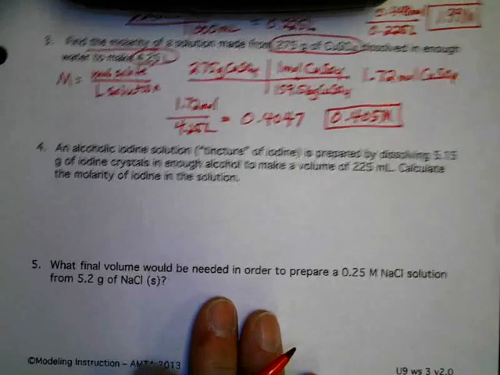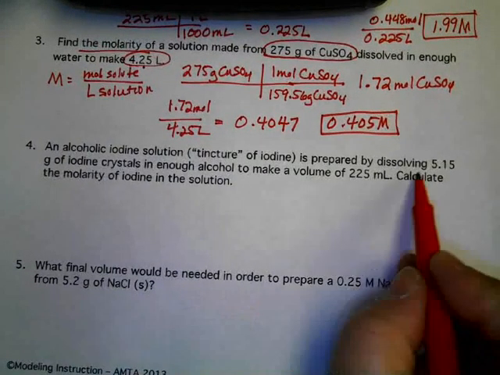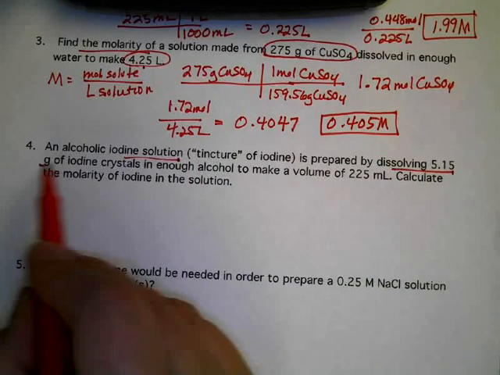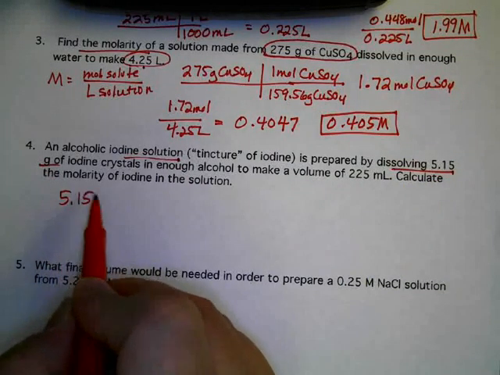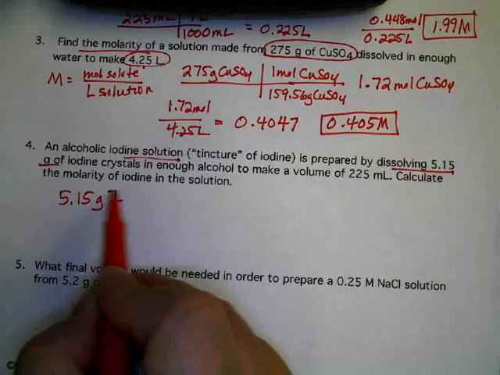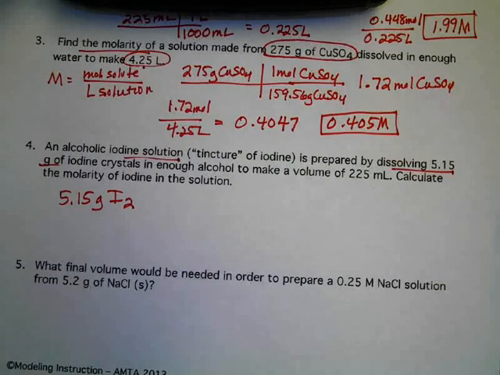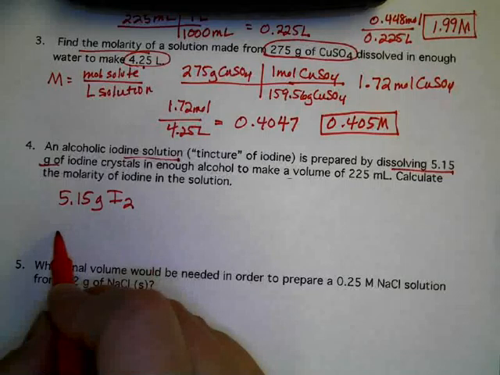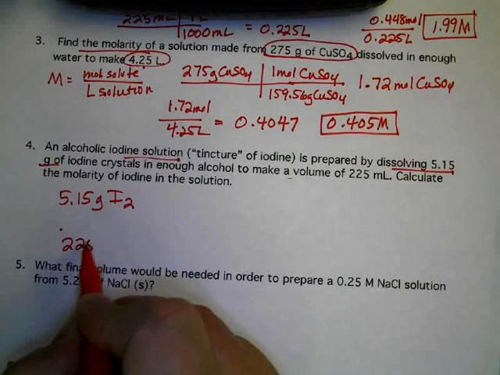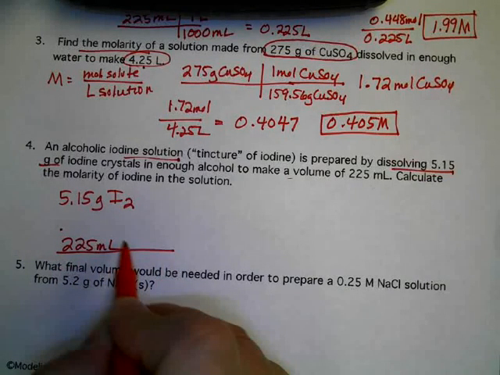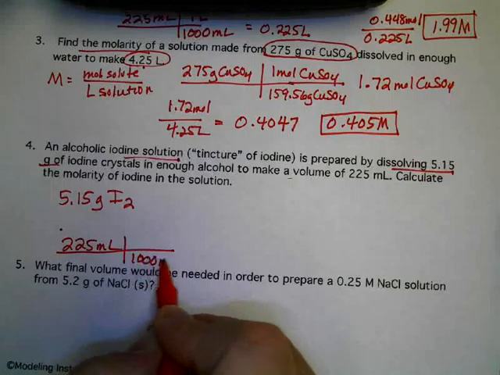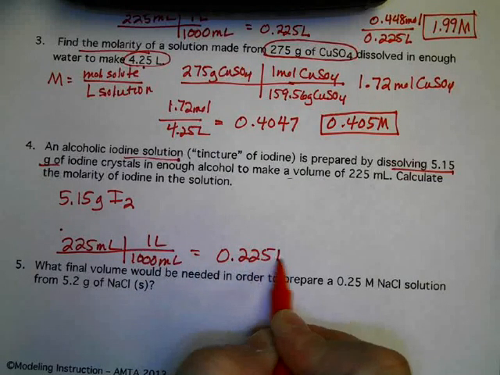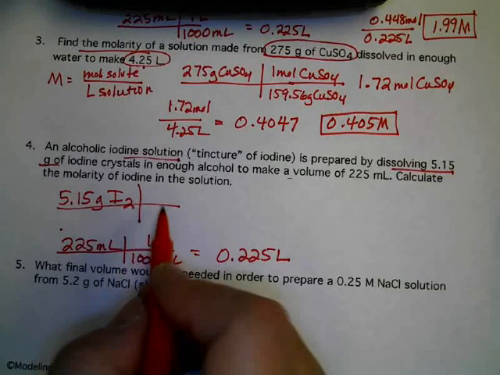Same type of problem down here. You're going to prepare an iodine solution by dissolving 5.15 grams of iodine. Iodine is going to be I2, so that's tricky, so watch that. In enough alcohol to make a volume of 225 milliliters. So you probably guessed it, I'm going to divide that by 1,000 to get it into liters, and that's going to give me 0.225 liters. And I'm going to change this into moles.